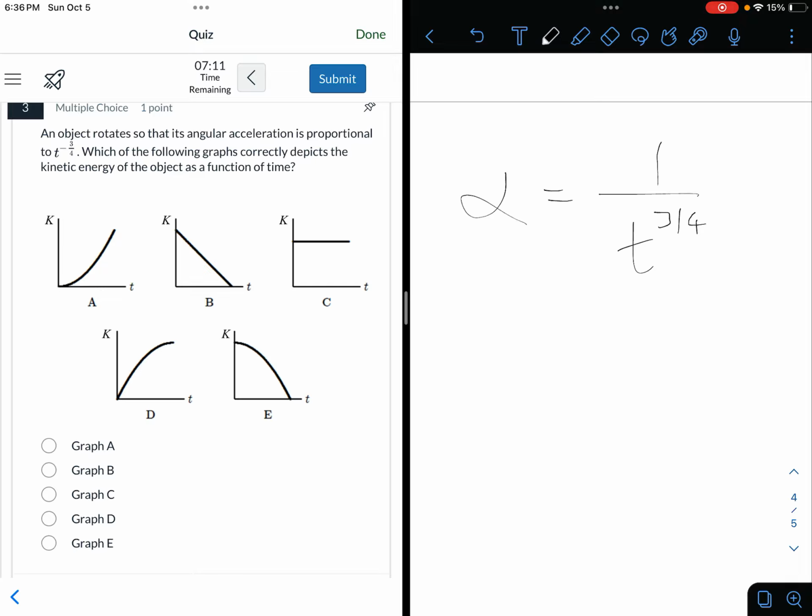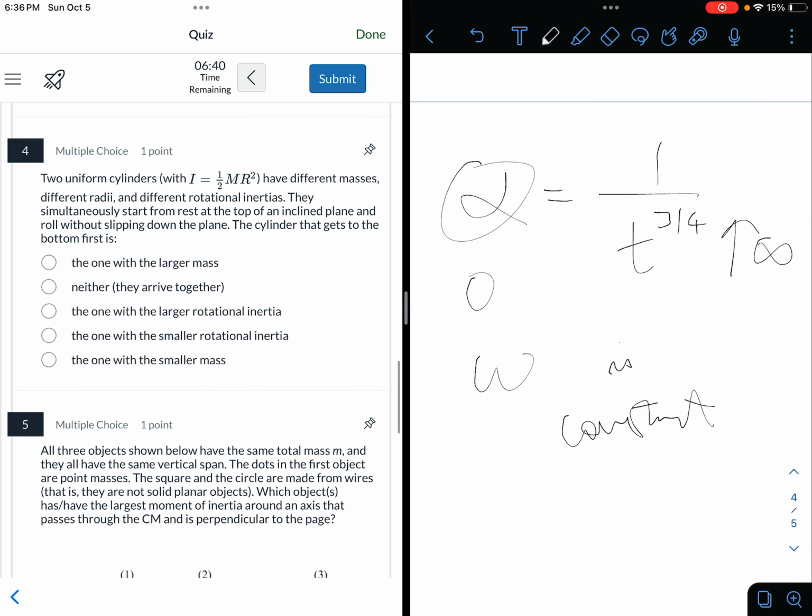So as time increases, the angular acceleration goes down. And when t is really close to 0, it's a really high angular acceleration. So I'm going to guess it's graph D. Idea being that after a long period of time, the kinetic energy essentially flatlines. So when t approaches infinity, alpha is going to be 0. So that means omega is going to be constant. They simultaneously start from rest at the top of an inclined plane.